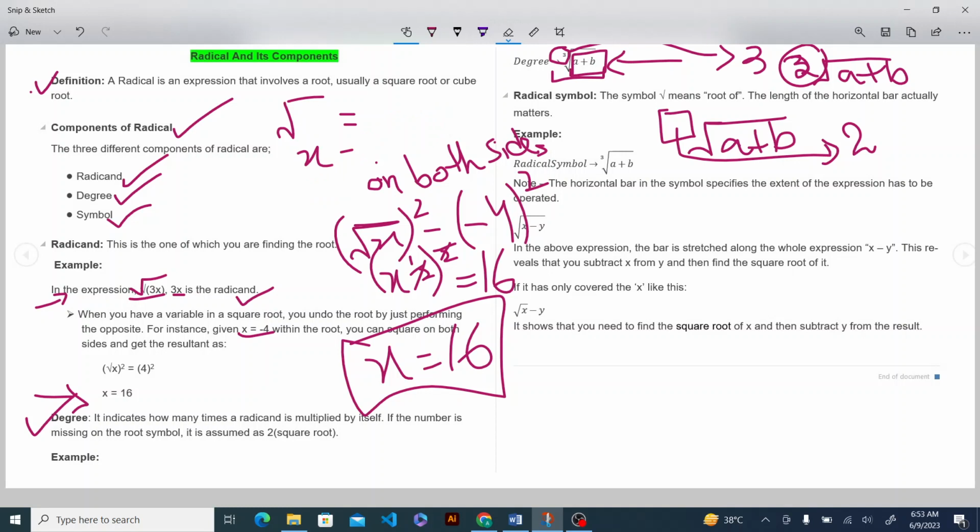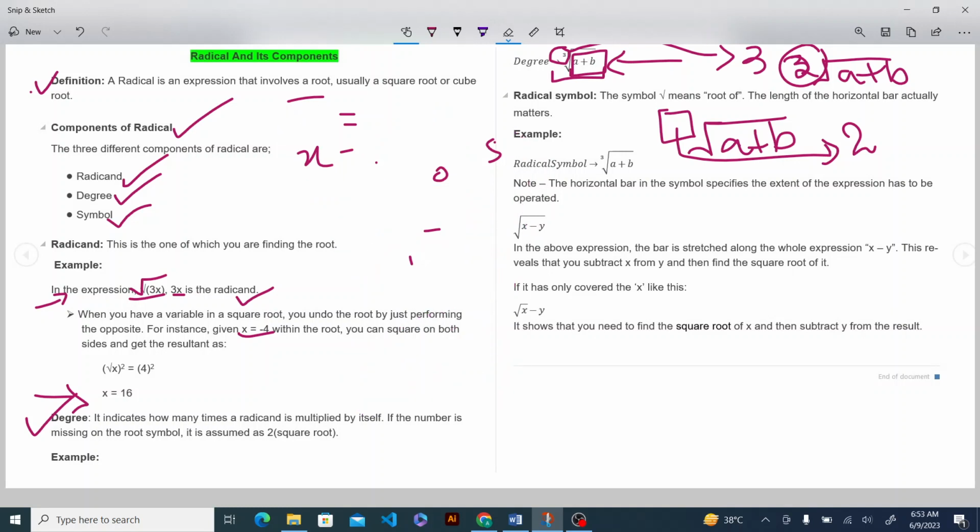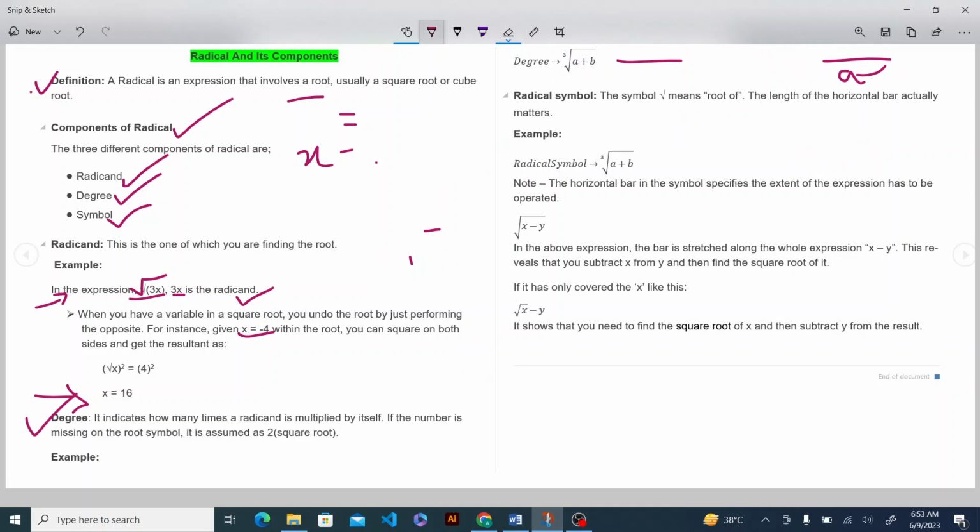Now let us see the third and last component of radical, that is the radical symbol. The symbol under root, this is read as root of. This is the radical symbol, and it is called root of. The length of the horizontal bar actually matters.